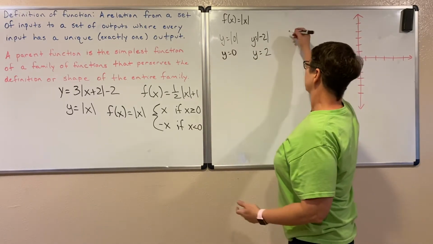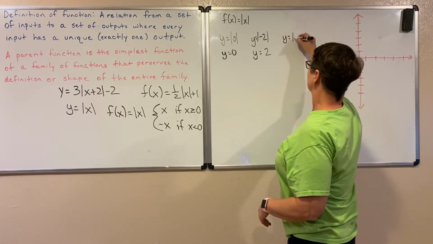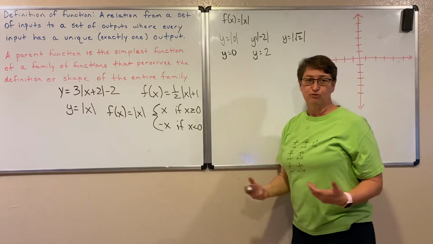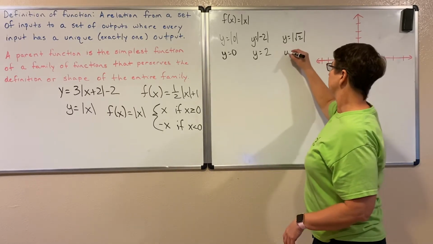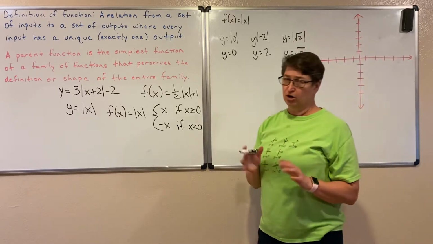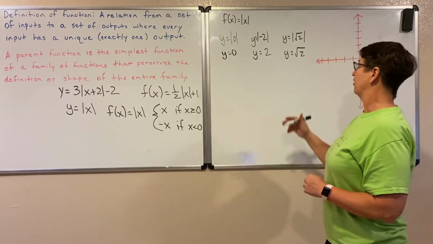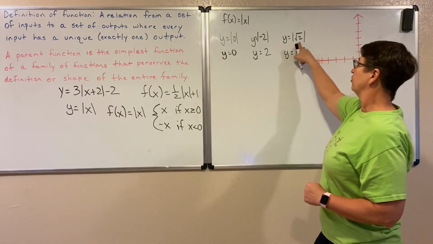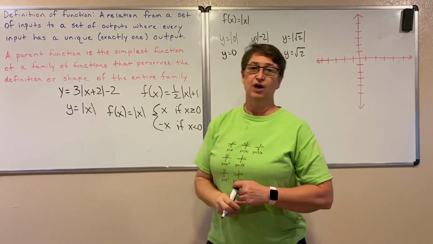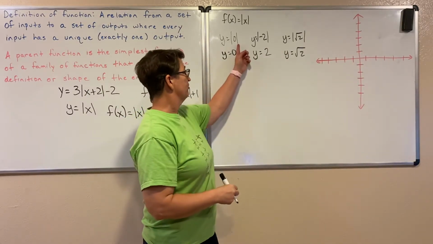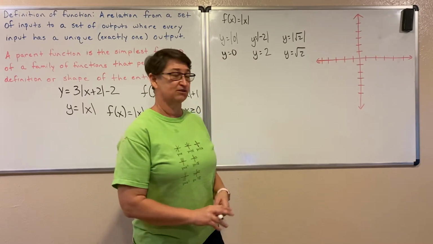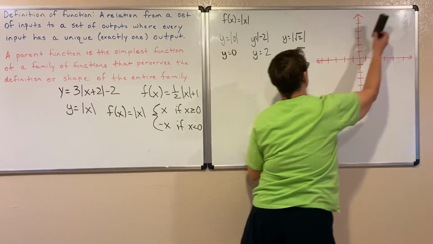What about a number like the square root of 2? How far away is the square root of 2 from 0? Well, it's square root of 2 units away, which is approximately 1.4. It's about 1.4-ish units away there. So when I put in the square root of 2, I get out square root of 2. All of these are real numbers. So when I put in a real number for x, I get out a real number for y. And I can do that for all of my x values, and I'm going to get out real values.